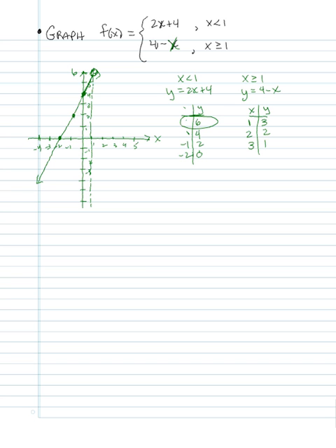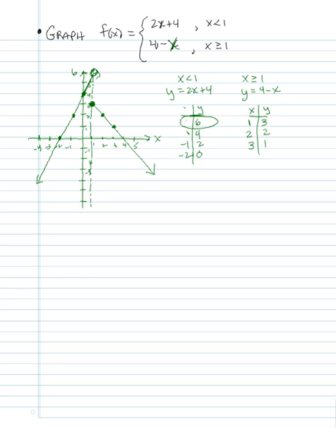And so I just go and plot these points, 1, 3, but this time that point is on the line. So I fill it in. And 2, 2 would be here, and 3, 1 would be here. And so this part of the graph looks like this, where we have a closed dot. Now, while we're doing this, notice that this is the graph of a function, although I called it a function to begin with.